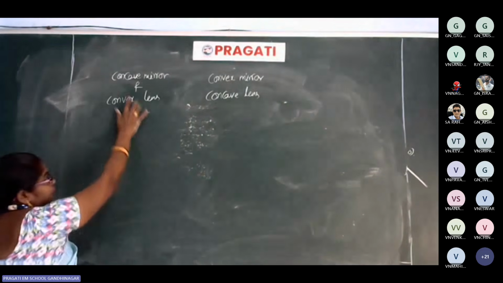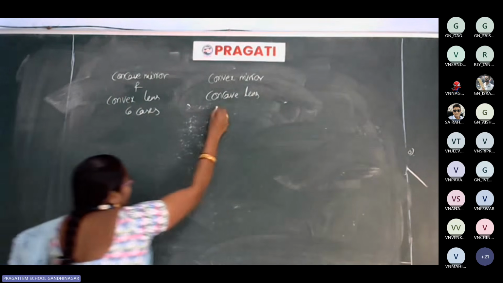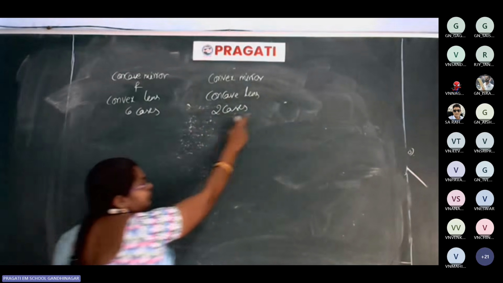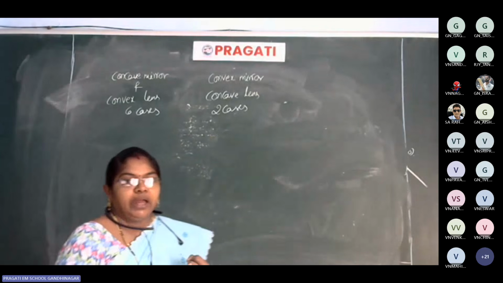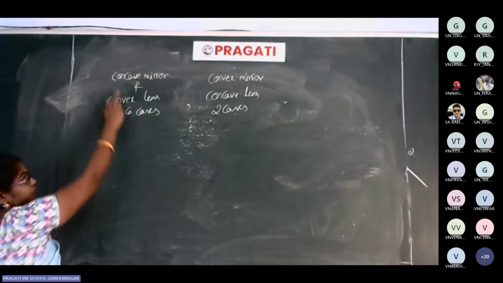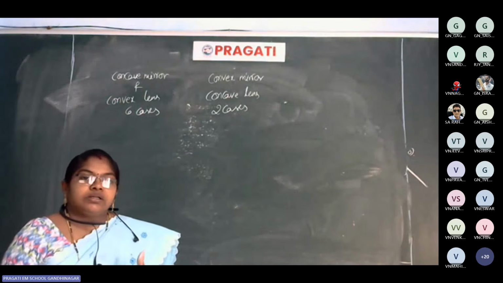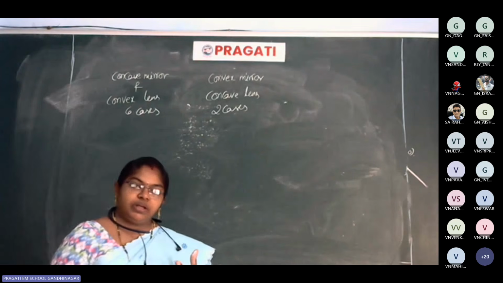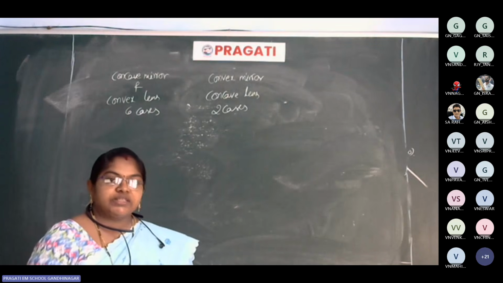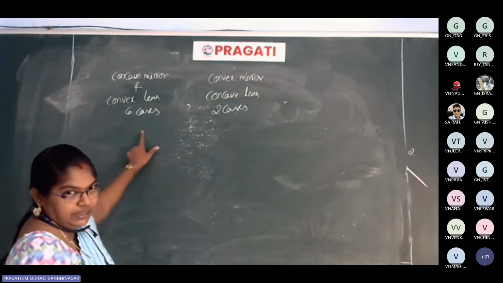Coming to the ray diagrams of this concave mirror and convex lens, we have 6 cases. This we have 2 cases. Wherever we put the object, we will get only virtual, erect and diminished image in this. Coming to the 6 cases for the concave mirror and the convex lens, we will get all the types of images: virtual and real, inverted and erect, magnified, diminished and same size.